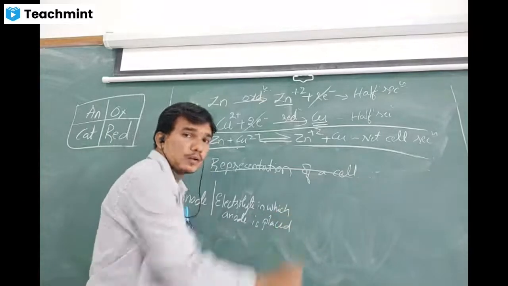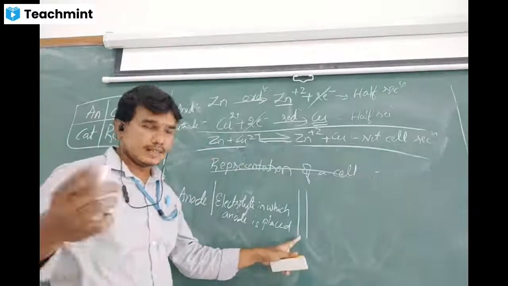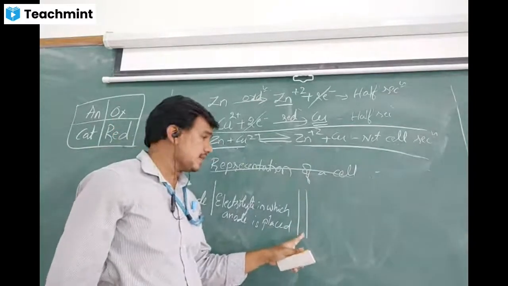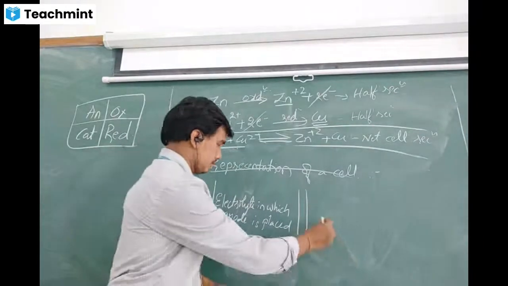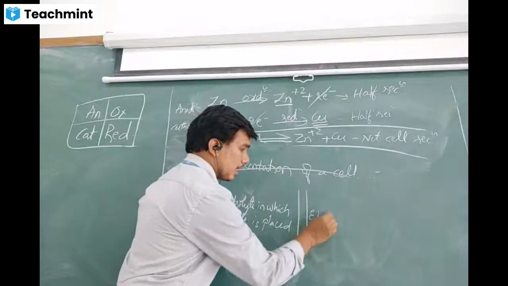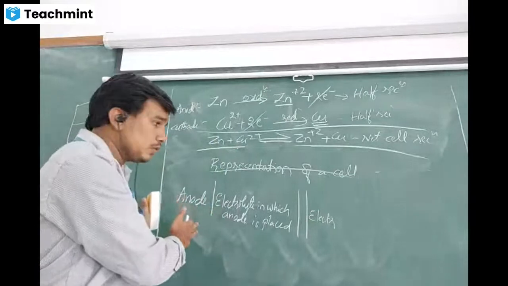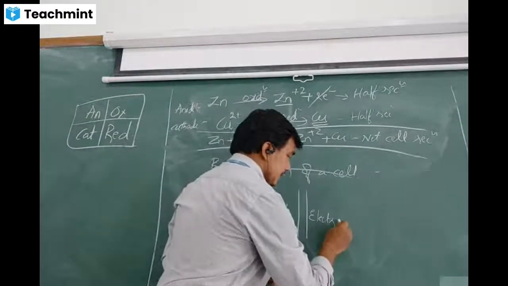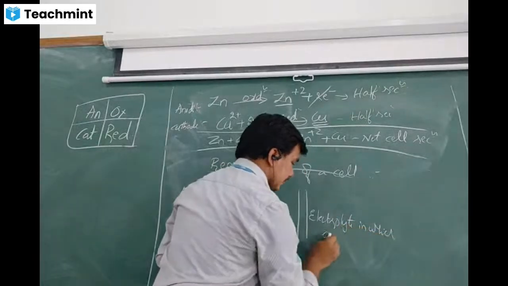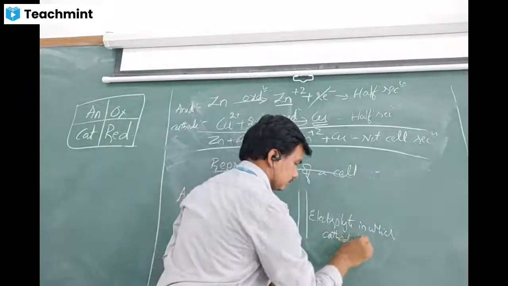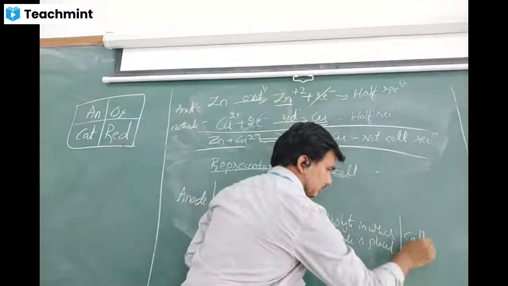Next, what do I have to write? Yes, sir. Double vertical line represents the salt bridge. Next, electrolyte. Always at the left side, anode we have to represent. At the right side, cathode we have to represent. Electrolyte in which the cathode is placed. Okay, the last, cathode.